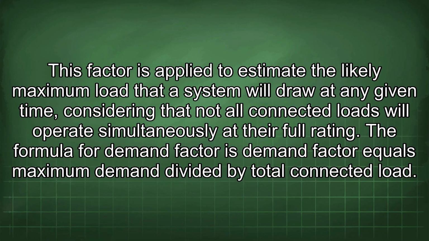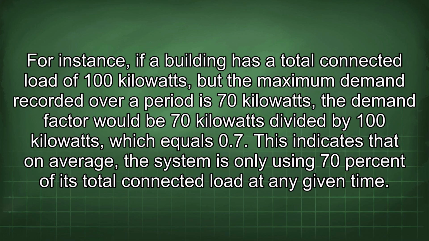The formula for demand factor is demand factor equals maximum demand divided by total connected load. For instance, if a building has a total connected load of 100 kilowatts, but the maximum demand recorded over a period is 70 kilowatts, the demand factor would be 70 kilowatts divided by 100 kilowatts, which equals 0.7. This indicates that on average, the system is only using 70% of its total connected load at any given time.